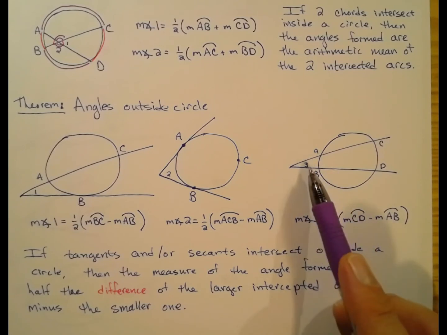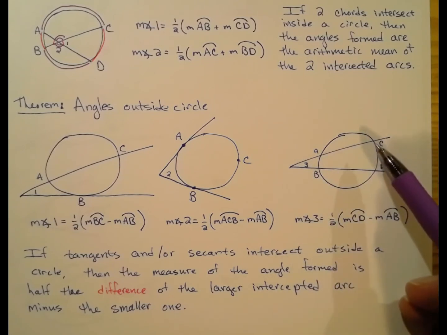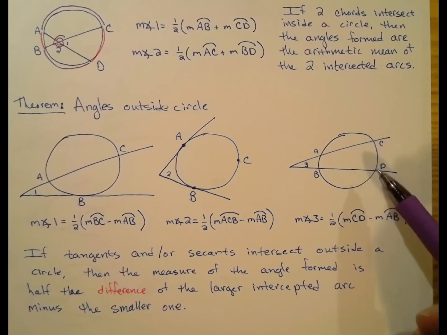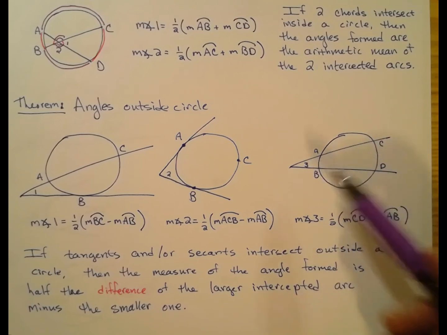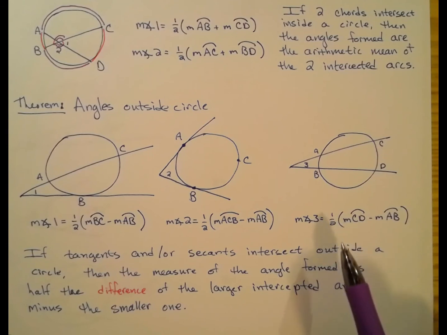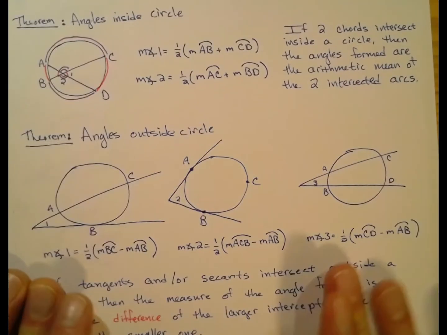And in the third scenario here, we have two secants. So the measure of this angle 3 here is, we're going to take the larger arc measure CD, subtract the smaller arc measure AB, and divide by 2. All right, so tangents and or secants intersecting outside the circle, we're going to take the larger intersected arc, subtract the smaller intercepted arc, divide by 2, and that is the measure of the angle formed by the two line segments.